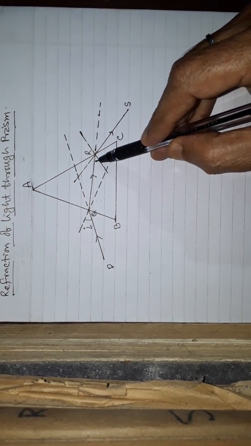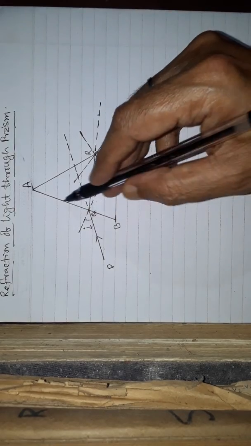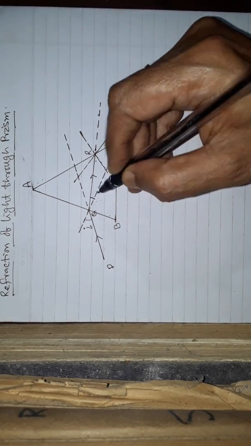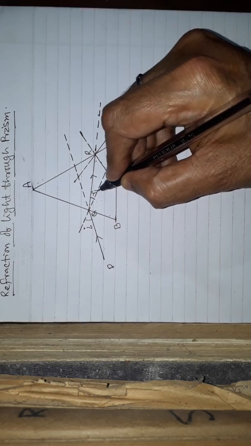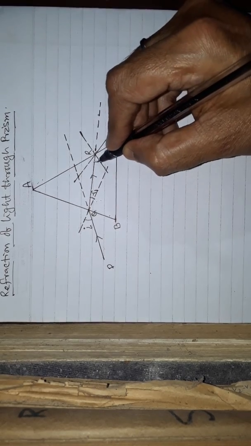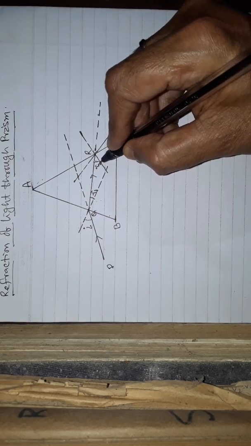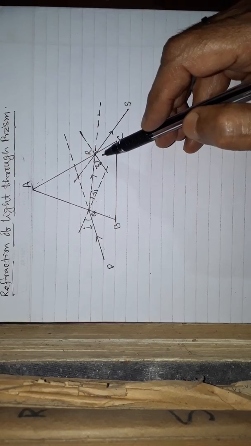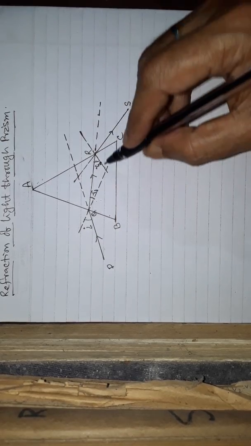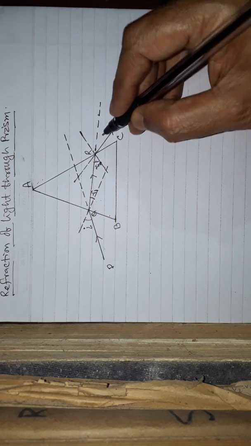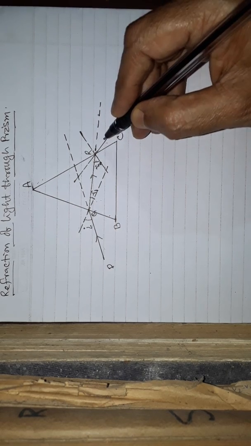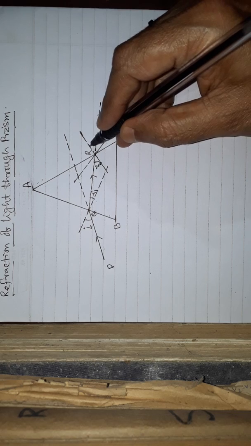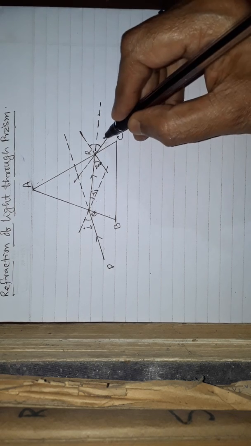Now this refracted ray makes two angles, one with this refracting surface and one with this refracting surface. So we are considering the angle of refraction R1, and this will be R2. So the angle made by the refracted ray with the normal. Now this is the emergent ray. So the angle made by the emergent ray with the normal, this we call the angle of emergence.